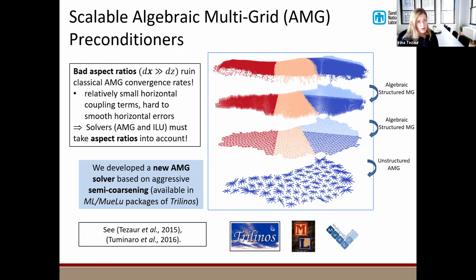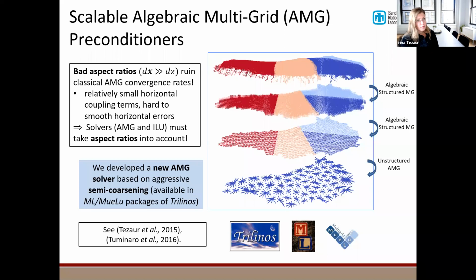So what's the problem with applying multigrid off the shelf for this application? Well, the problem turns out to be these bad aspect ratios. And the reason this is a problem is when you apply standard off-the-shelf multigrid, you coarsen equally in all three coordinate directions. And what happens is when you're doing that and then you're applying these smoothers to smooth out components of the error, it's very hard to do that in the horizontal direction because of there being relatively small horizontal coupling terms due to these highly stretched meshes. And so as a result, the solver really doesn't work very well.